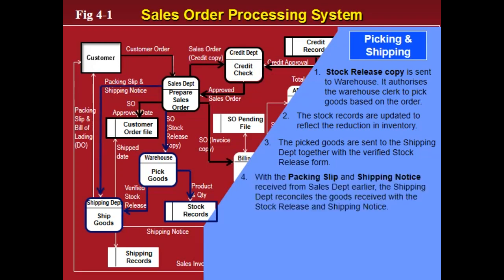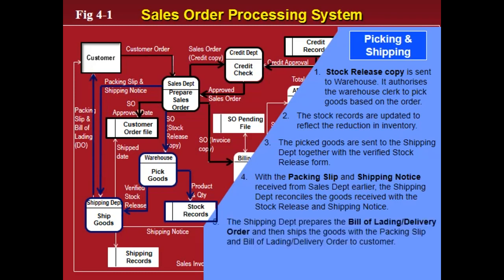With the packing slip and the shipping notice that is received from the sales department earlier, the shipping department reconciles the goods received with the stock release and the shipping notice. Now the shipping department prepares the bill of lading for goods that are shipped overseas, or the delivery order for local deliveries, and it then ships and delivers the goods together with the packing slip and the bill of lading or delivery order to the customer.